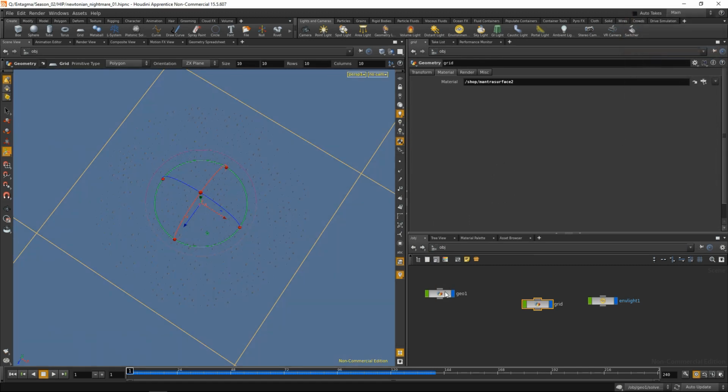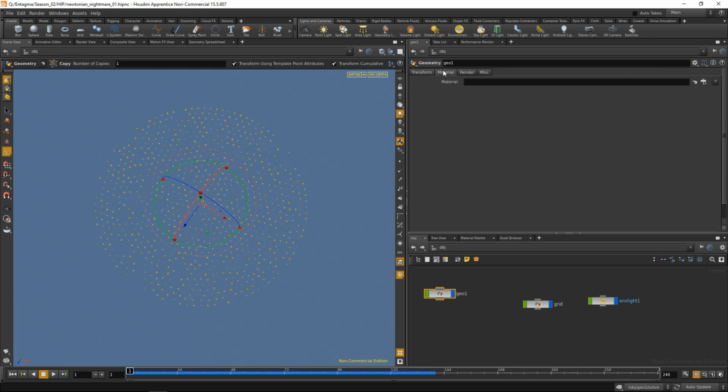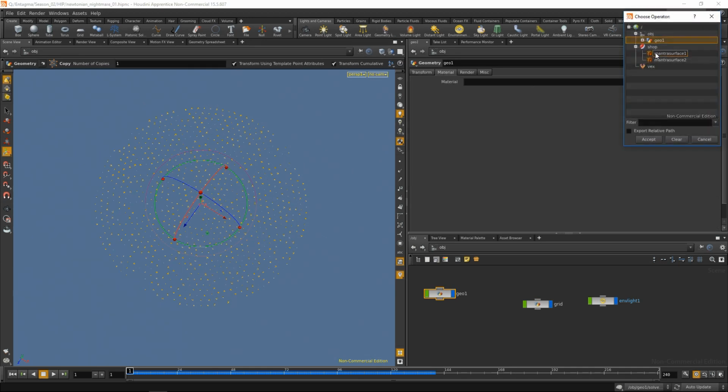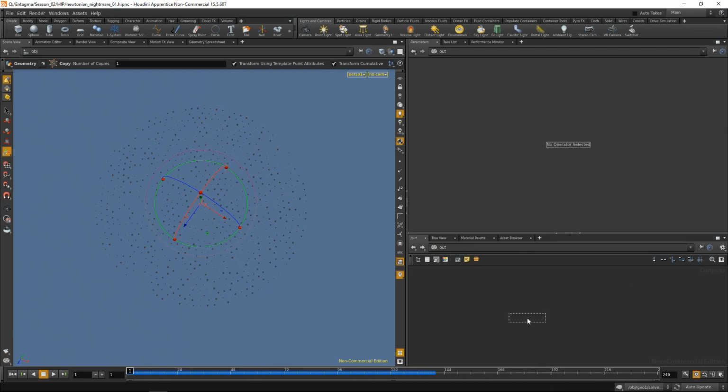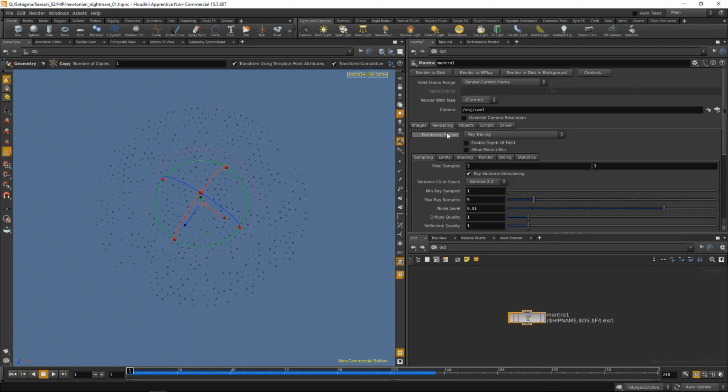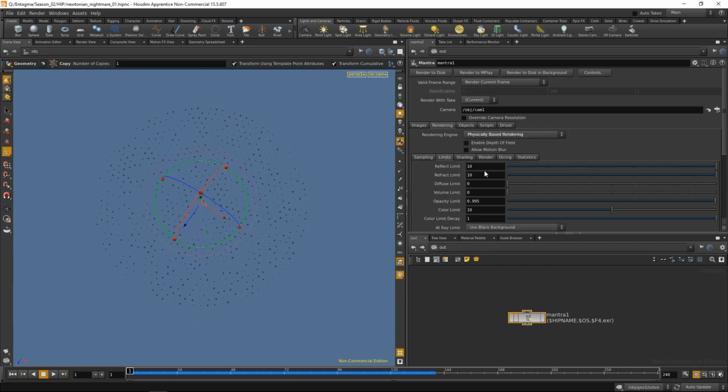And we're going to assign the other material to our particle system. Last thing we need in the output context is a mantra node. And under the rendering tab, we will set it up to use physically based rendering. And also under the limits, I'm going to dial down the reflection bounces and increase the diffuse bounces a bit.